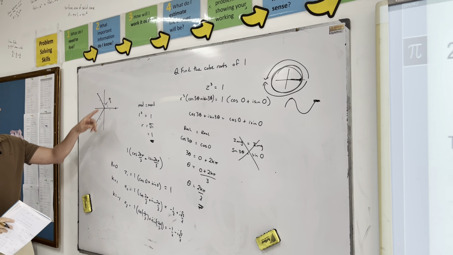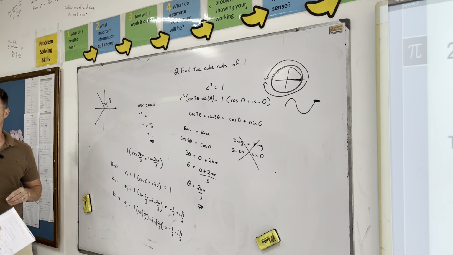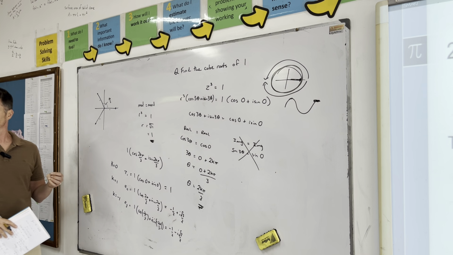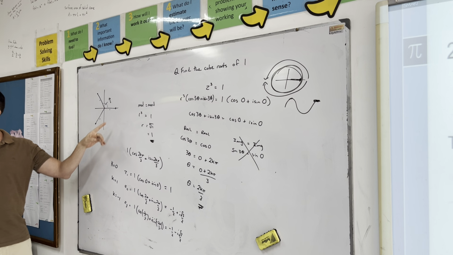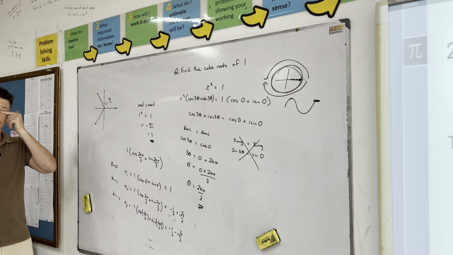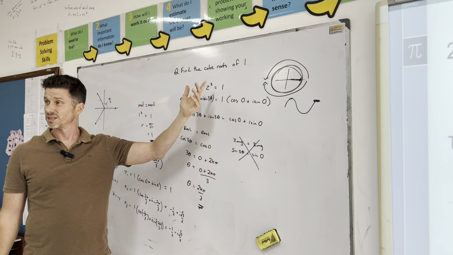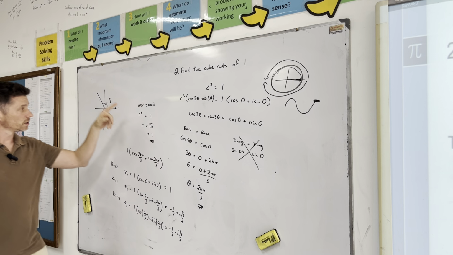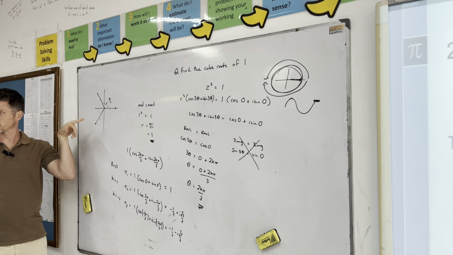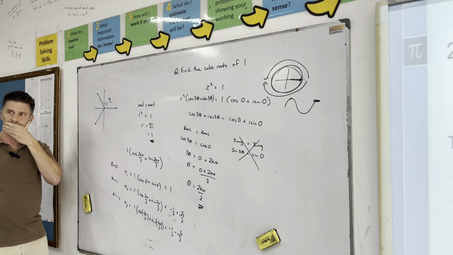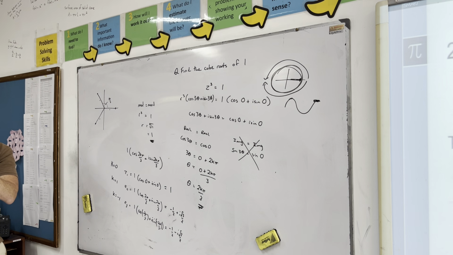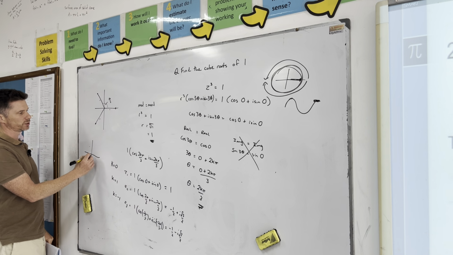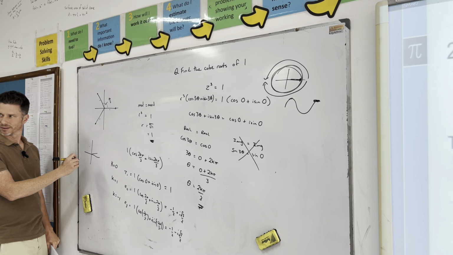So there are 3 roots. Are they spread out equidistant around the circle? Yes, they all have the same modulus, and they're all equally spaced around the circle. If you had z to the power of 6, there would be 6 roots, equally spaced 6 times around the circle. The argument might not always be just 2 pi divided by 6. It depends on where the first one is. If the first one is at a small angle, then you have to account for that.